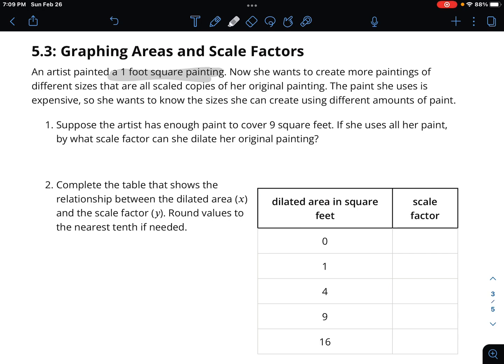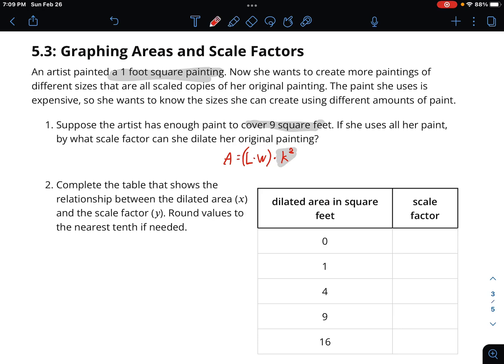Okay, suppose the artist has enough paint to cover 9 square feet. If she uses all of her paint, by what scale factor can she dilate her original painting? Remember, the formula is length times width, or your area formula, times k squared. Keep that in mind when you're dilating with the area. This k squared here is very important.